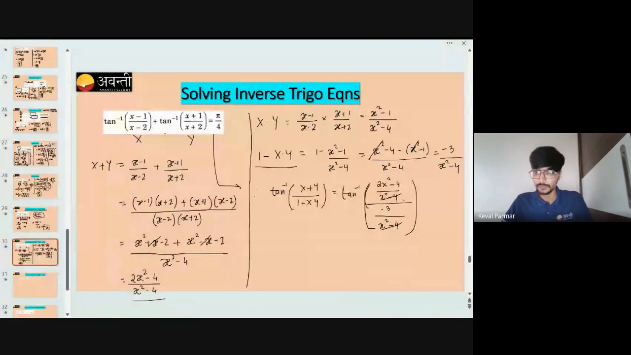Okay, and this is equal to pi by 4. So according to inverse trigonometry definition, I can get tan inverse on that side. So I'll get tan pi by 4, and here I will get 2x square minus 4 upon minus 3. And what is the value of tan pi by 4? It is tan 45, which is 1. So my equation will look like, it will be a quadratic. I will cross multiply minus 3. I will get 2x square minus 4 is equals to minus 3.